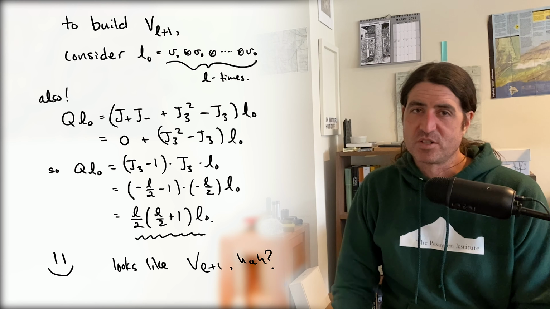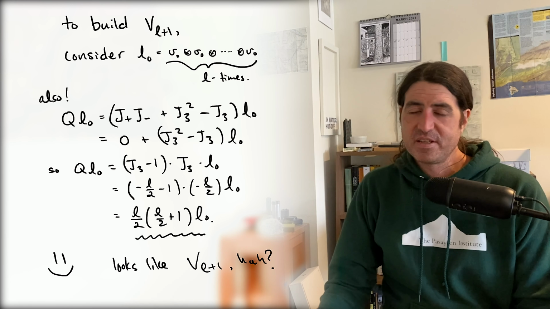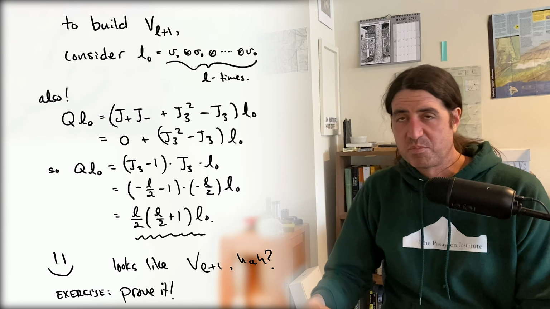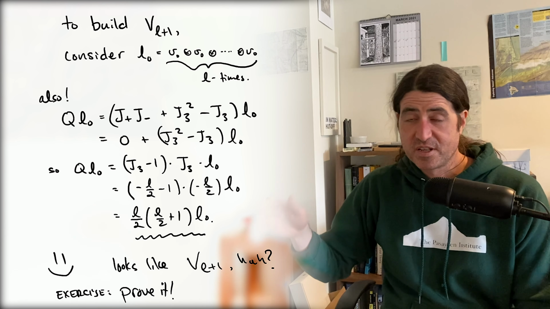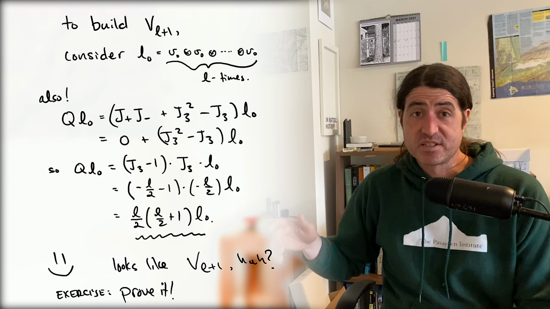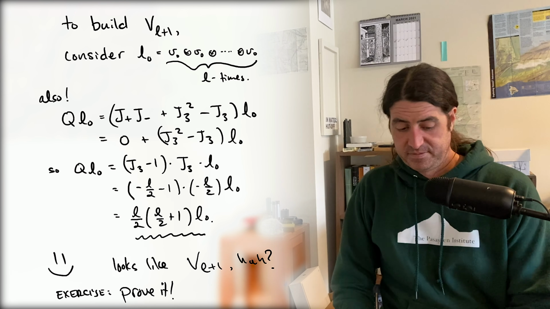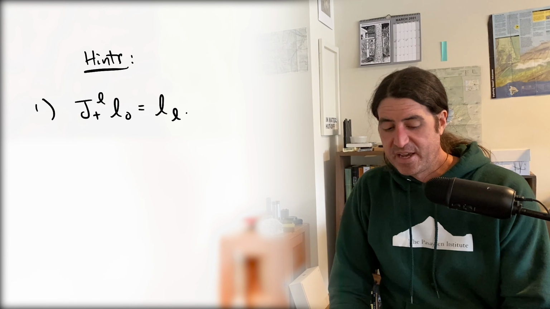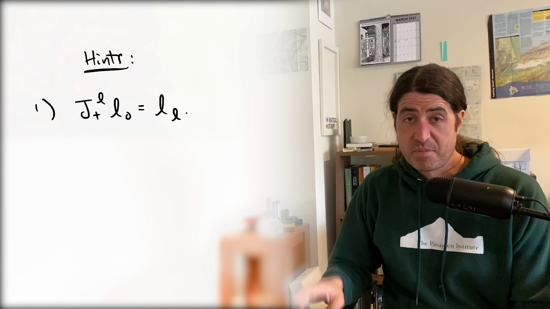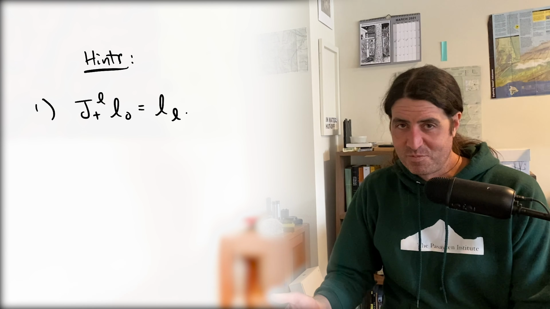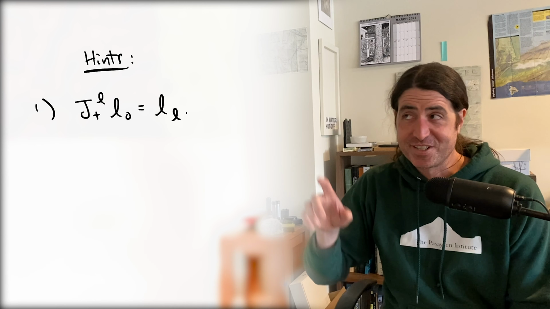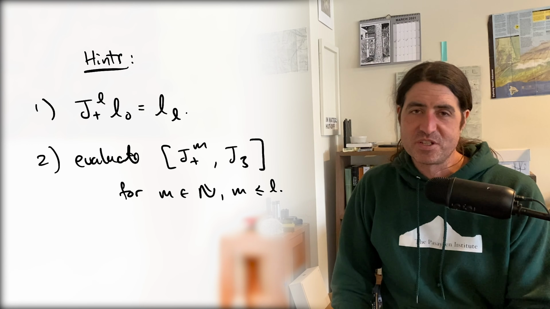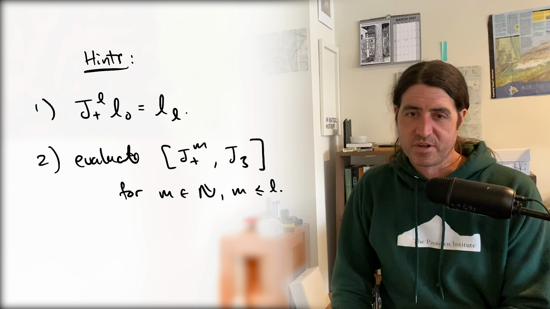So to finish this construction, I'll leave it to you as an exercise to prove that the span of L0 and J plus on L0 and J plus squared on L0 all the way out to J plus to the Lth power on L0 gives us V L plus 1. And to do that, you might consider two hints. The first hint is, of course, that J plus to the Lth power on L0 is going to give us L sub L, right? V1 times V1 all the way out. And the second hint is to evaluate the commutator of J3 with J plus to the mth power for some integer m.